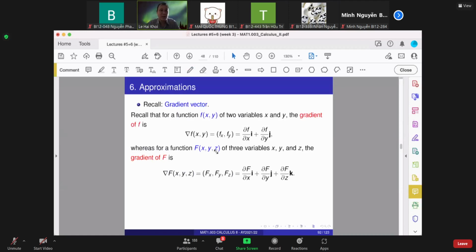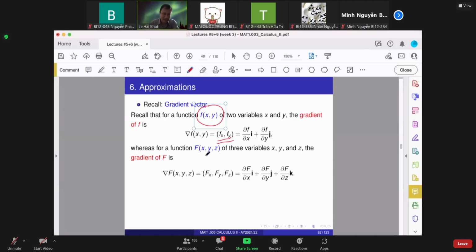Gradient vector, we already mentioned in the previous lecture. So this is a vector formed from the partial derivatives of a function of several variables. So in the case of two variables, f is a function of x and y. Then the gradient vector is a vector with coordinates partial of f with respect to x and partial of f with respect to y.